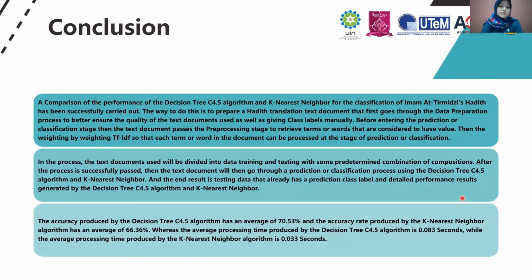Then the average processing time that produced by decision tree C4.5 algorithm is around 0.083 seconds, while the average processing time that produced by the k-nearest neighbor algorithm is around 0.033 seconds. It means that k-nearest neighbor is faster than decision tree.